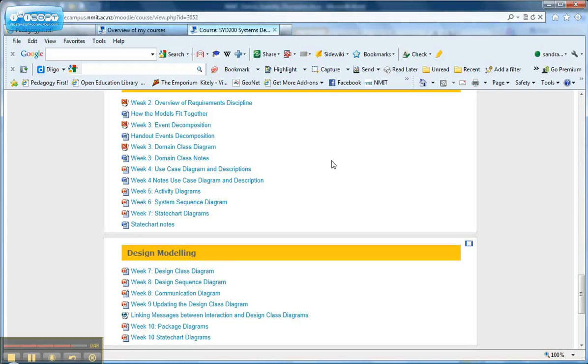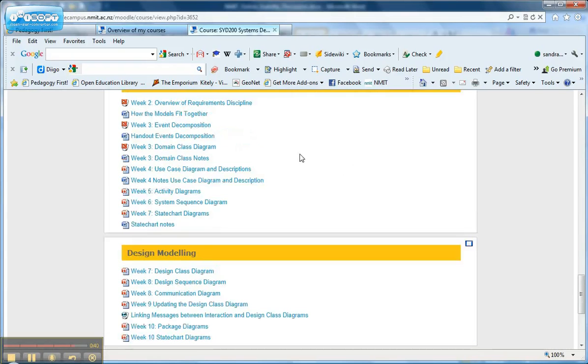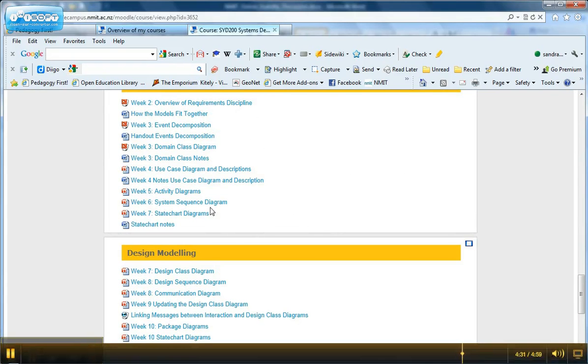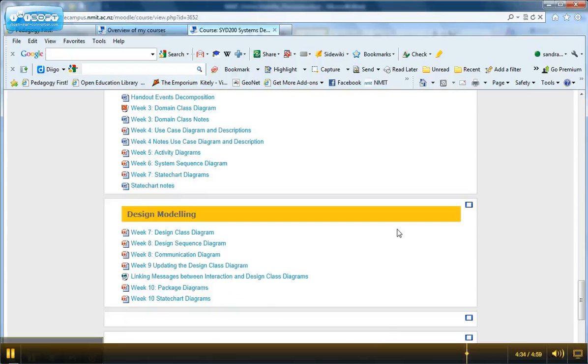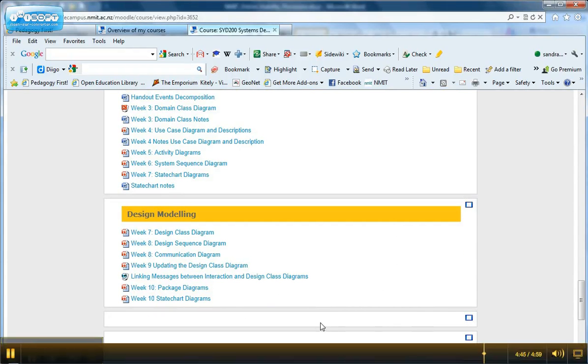So here not only do I put the week numbers, I also say briefly what the different weeks were for. So we have 2 classes a week, so sometimes there are 2. So in week 3 we looked at event decomposition and domain class diagram, but I decided to separate them out so they could find the separate notes if they needed to. The other advantage of doing this is there are things here like the system sequence diagram and state chart diagram which appear in both sections. And here's a design sequence diagram and a state chart diagram again. By putting the week numbers it's easy to see which weeks they relate to, and also that they are part of different disciplines.